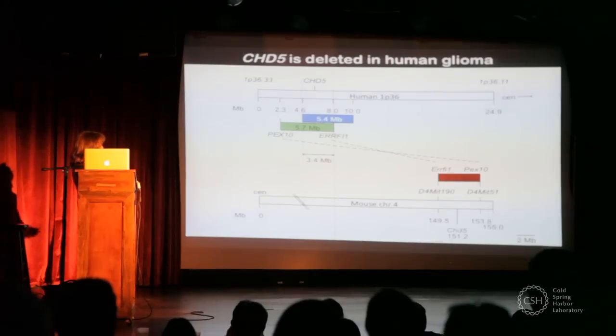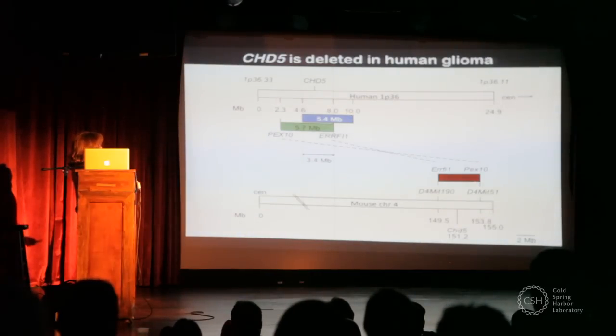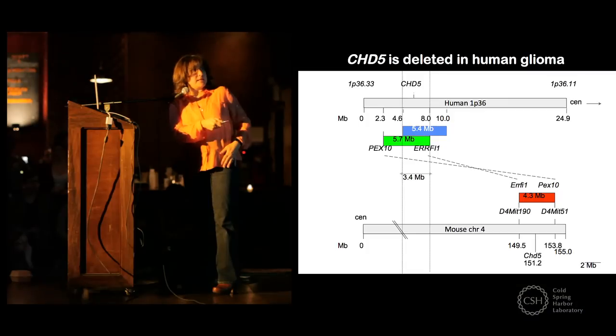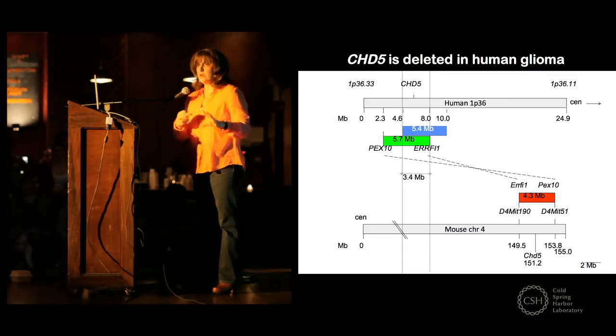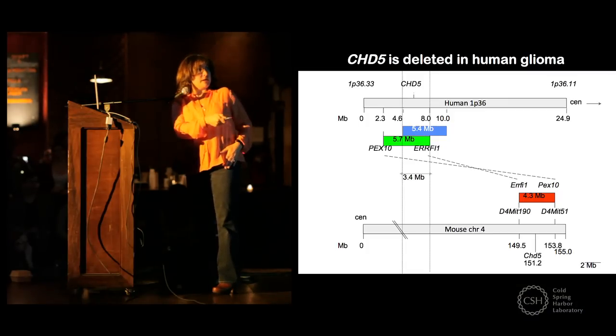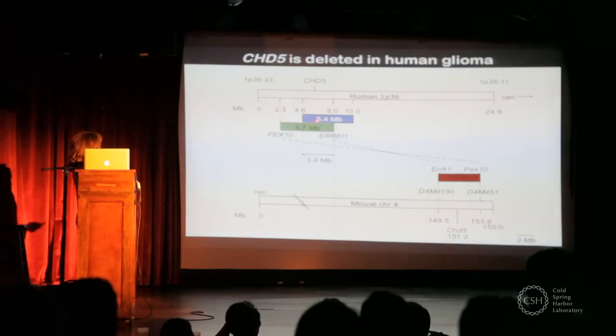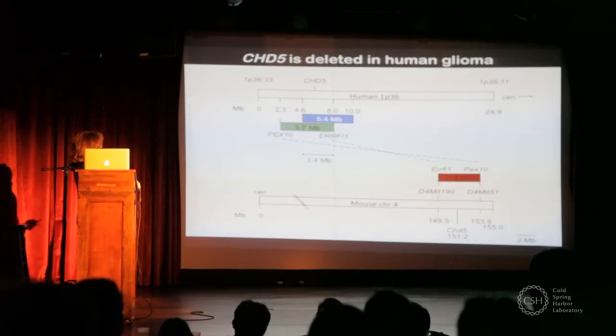Really gratifyingly, he came up with this completely independent of our mouse work. He uncovered this 5.4 megabase interval that overlapped beautifully with this human correlate of the mouse region we had pinpointed. And most importantly, of course, this overlapping region that we had identified and he had confirmed in human patients encompasses the CHD5 gene.